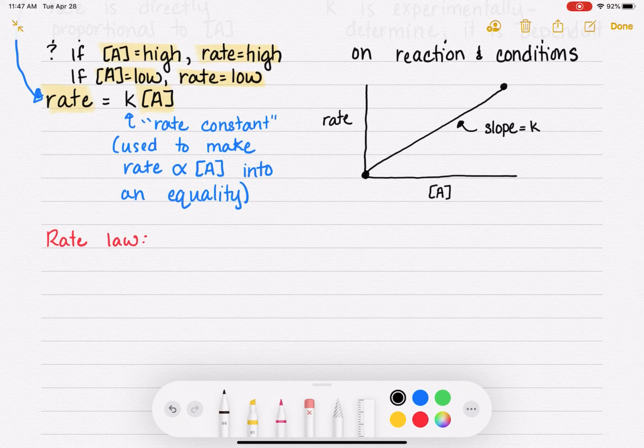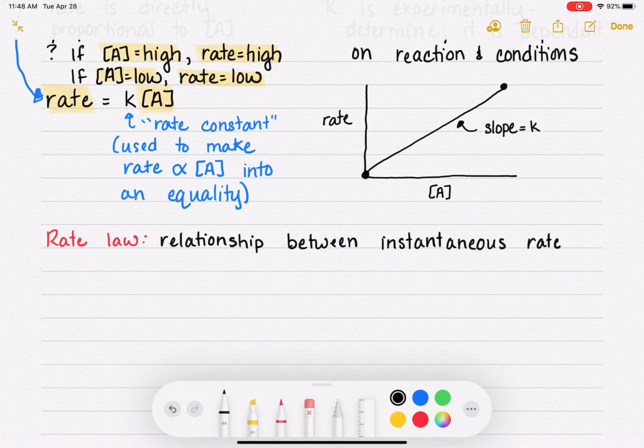is the equation that gives us the relationship between the rate, the instantaneous rate, which, again, as a reminder, when chemists just say rate, they are almost always referring to instantaneous, not average rate. So this is the relationship between the instantaneous rate, the rate constant, which is our little k, and the concentration of our reactants.